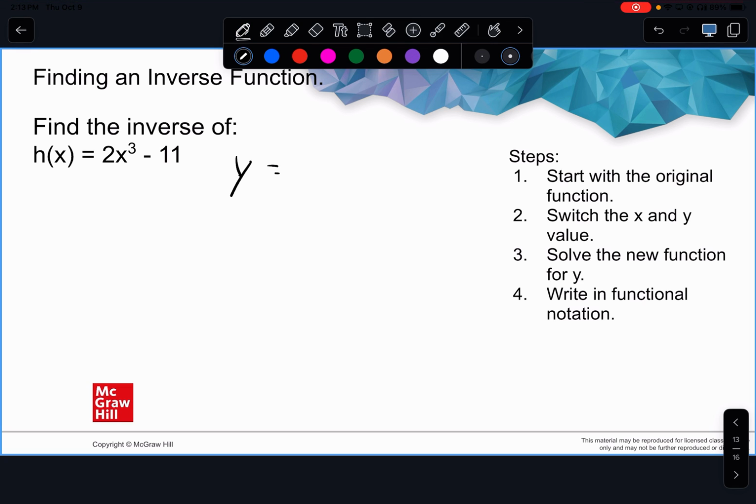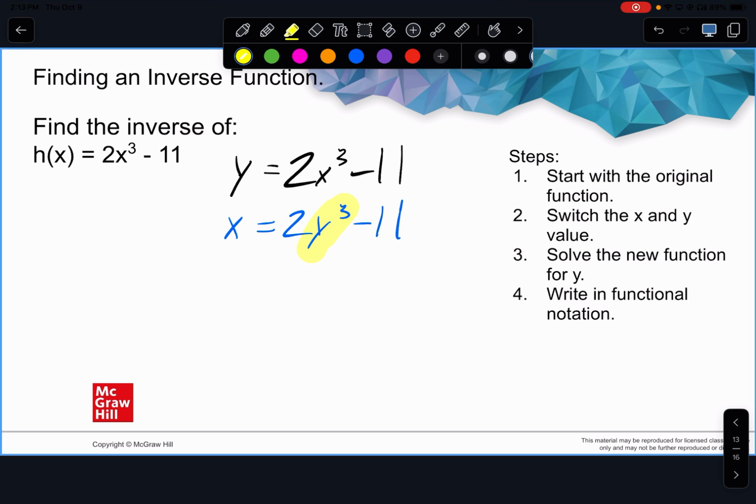So y equals 2x cubed minus 11. One thing I have to remind you of is we are trying to isolate the thing with the exponent. So now I'm going to flip-flop my x and y. What I'm trying to isolate is this right here, that y cubed. So I have to get rid of the plus 11 and the times 2. But can it end with an exponent? No, you got to get rid of that exponent too.